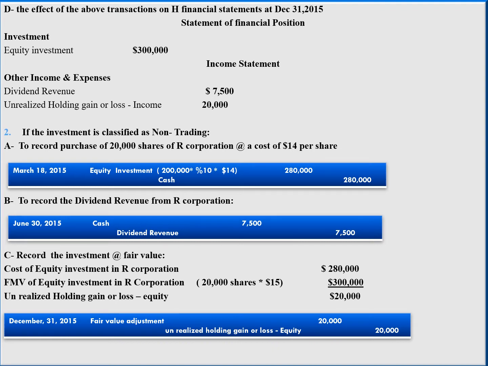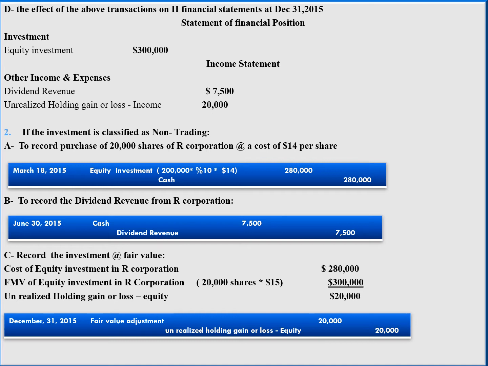تعال نحل number 2. If the investment is classified as non-trading. شباب هنا هنحل البروبلم. الاختلاف الوحيد يا شباب between ال trading and ال non-trading في البارت اللي related ب ال unrealized holding gain or loss at the end of the accounting period. In case of non-trading, it is considered part of the equity, not part of the income. طب يا شباب تعالوا نحل البروبلم.